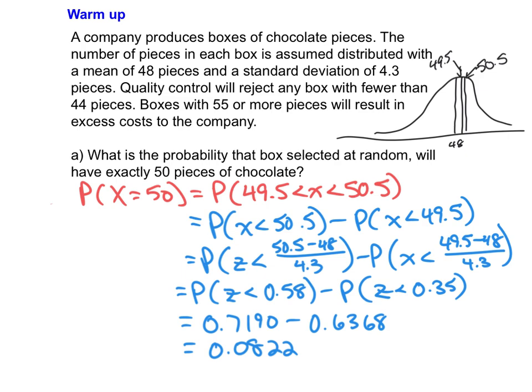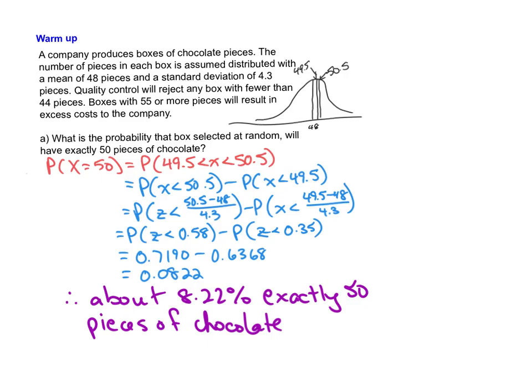So therefore, we have a probability of about 8.22% that a box selected at random will have exactly 50 pieces of chocolate. Notice I did not check the expected values because I wasn't given P and I wasn't given Q. But what we do know is that we are going to be doing the approximation for this because it's going to have 50 pieces of chocolate or not. And the assumption is that because I'm looking at a day's production, I'm going to have more than 5 boxes as my expected value.